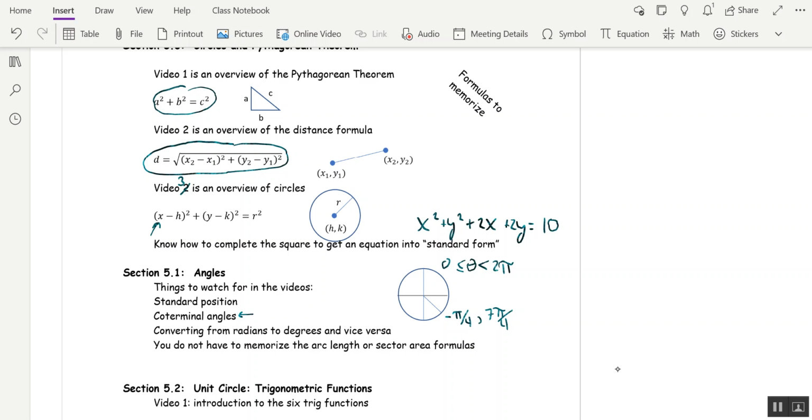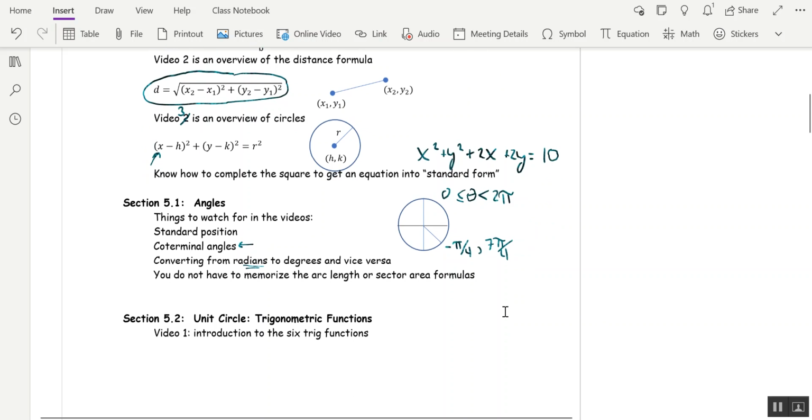Now, this section here is going to walk you through how to convert between degrees and radians. In calculus, we pretty much use radians all the time. And so you'll see in all my handouts, everything's in radians. I don't even do degrees. You don't have to memorize arc length or area of a sector formula. So let's see, moving on. This is the big section here, unit circle.